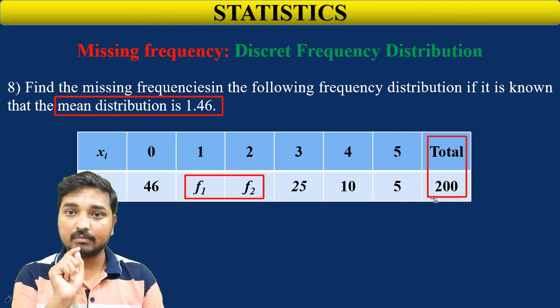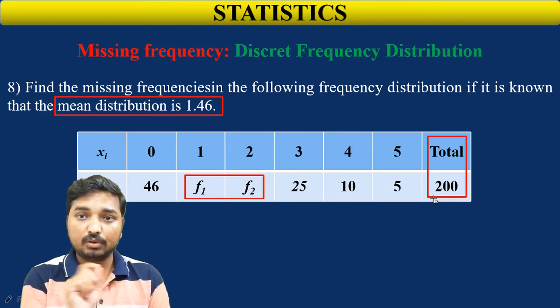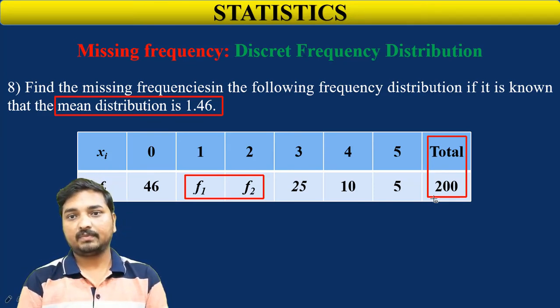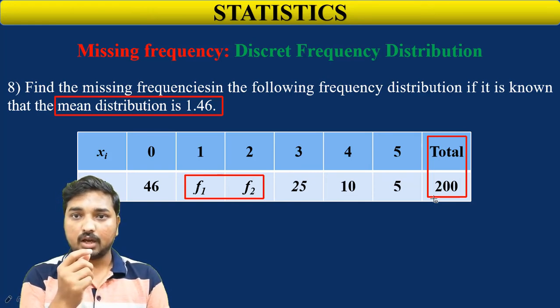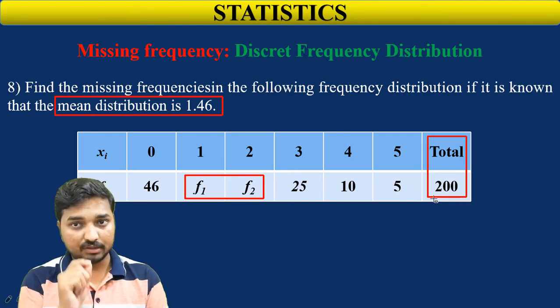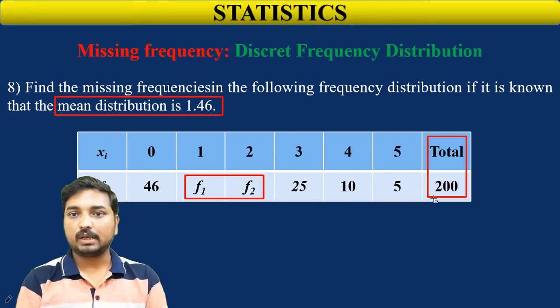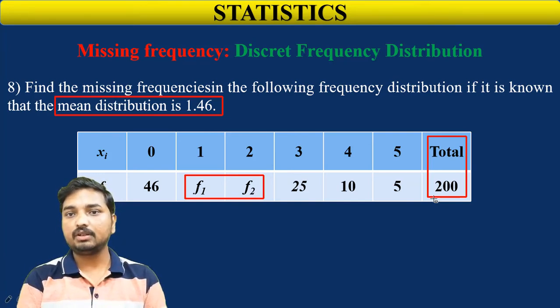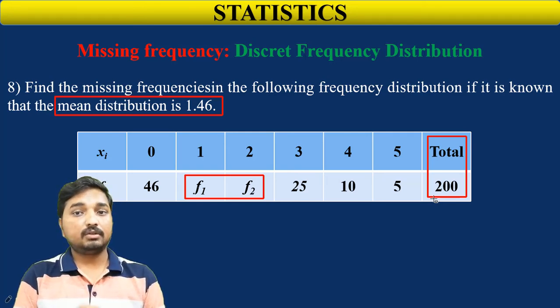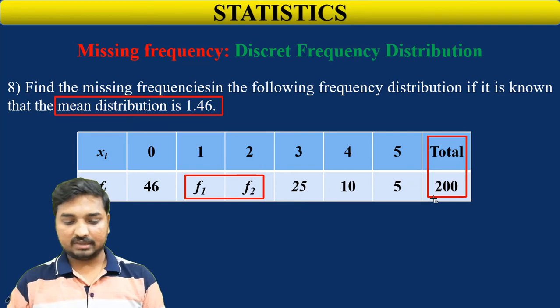There are 200 observations. If you go back to the last problem, he had not given this in the previous question. So this is the major difference: if there is one unknown frequency, summation Fi will not be given, but if there are two unknown frequencies, then summation Fi will be given to you. Here summation Fi is equal to 200. If he had not given this, it would be very difficult to solve. Remember this one. Now just look at the solution.